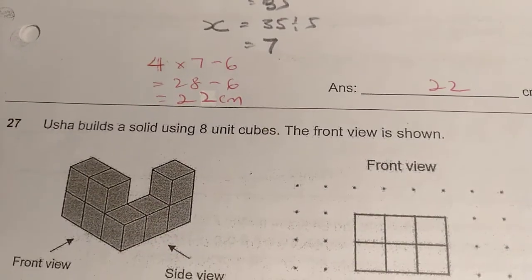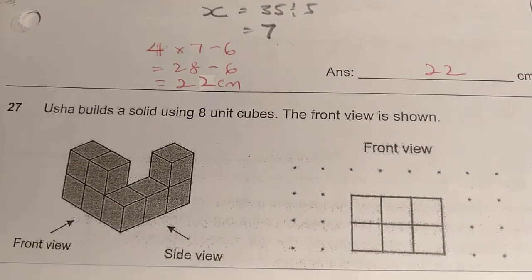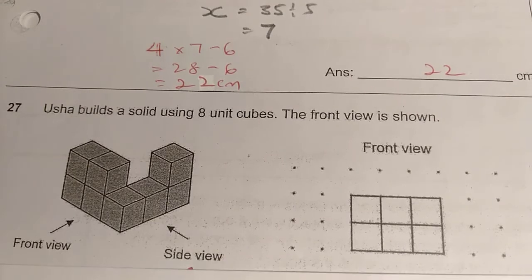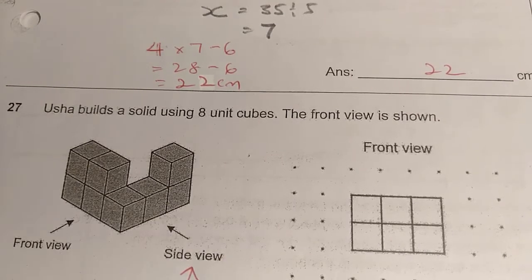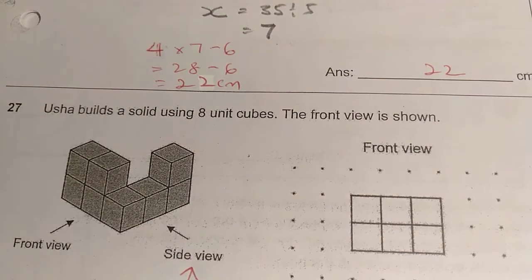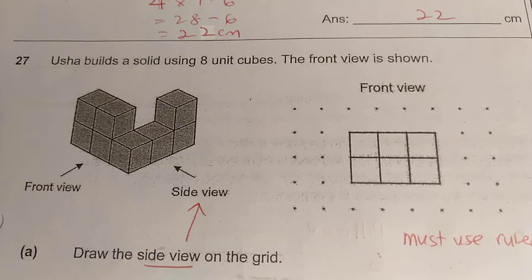Next one. Now, Ursha builds a solid using 8 unit cubes. The front view is shown here. Now for this question, it's not difficult, but sometimes people lose marks because they drew this without a ruler. If you have no ruler, use a set square. Use something, okay? You've got to draw straight lines. Otherwise, you have no method marks for this. No answer mark for this.